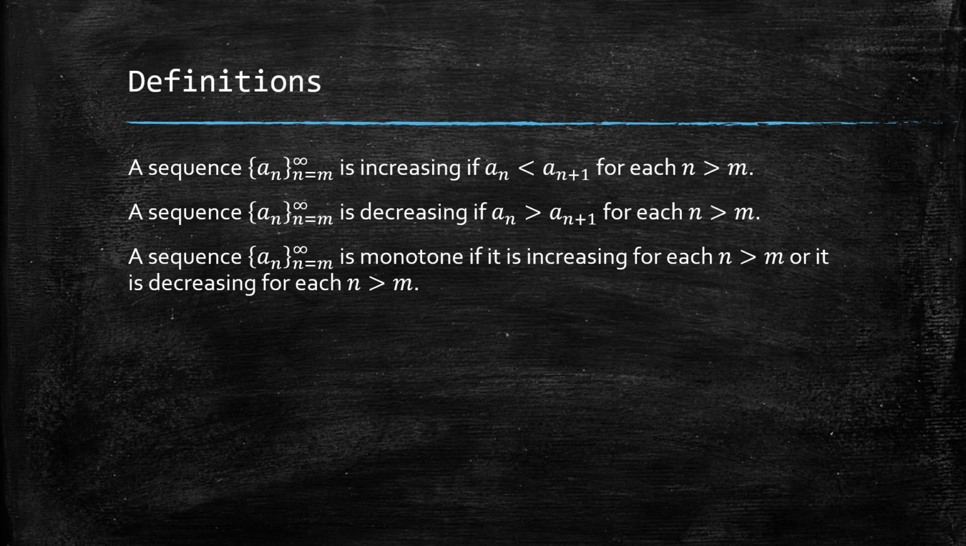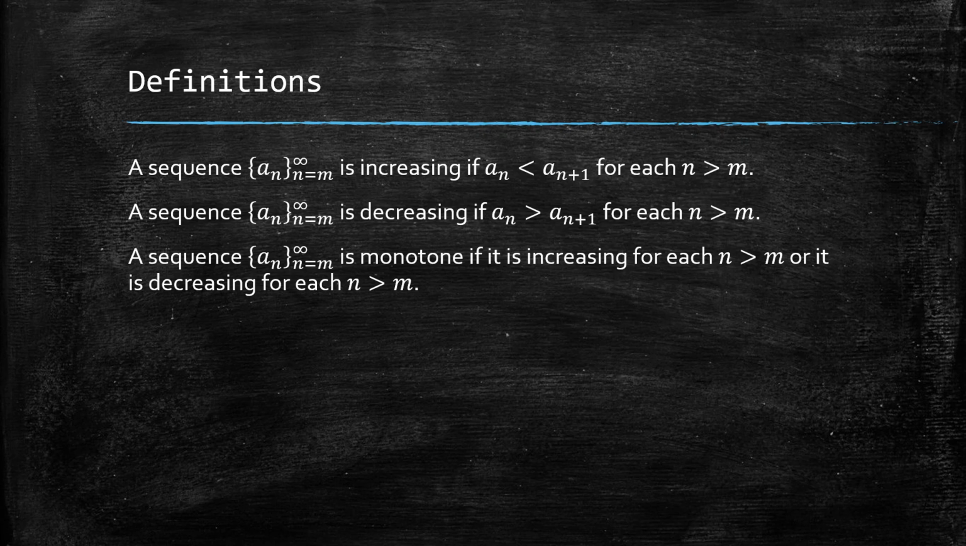Now, a couple other definitions. A sequence a_n is increasing if a_n is less than a_{n+1}, so that each next term is greater than the previous term. A sequence a_n is decreasing if a_n is greater than a_{n+1}, so that each next term is less than the previous term.